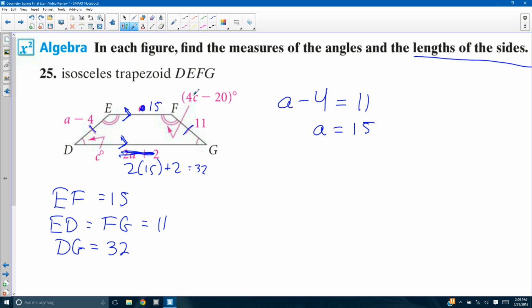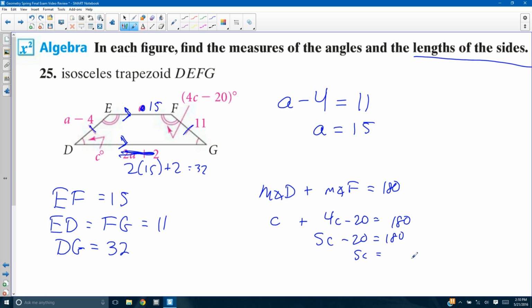Now, E and F are congruent, so E also can be represented as this expression here. So if I add up the measure of angle D with the measure of angle E, or F, in fact, here, let's just put F, it's going to equal 180 degrees. Substitution, C is for D, 4C minus 20 is for F, and that equals 180. And 5C minus 20. All right, so C is going to equal 40.